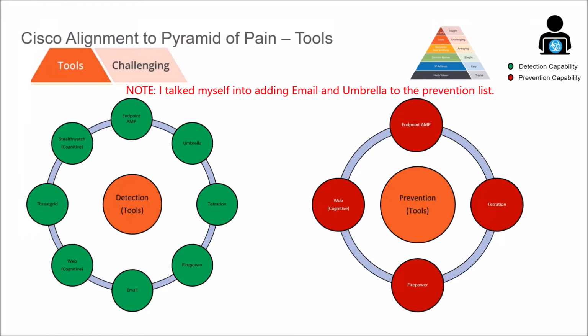Moving along to tools. All right, we're climbing up that pyramid of pain. We're now at challenging. So again, we have the ability to minimize the ability for the adversary to get tools installed. Then obviously, it becomes challenging for the adversary to overcome. Again, a layered approach, right, for example, is certainly going to help.